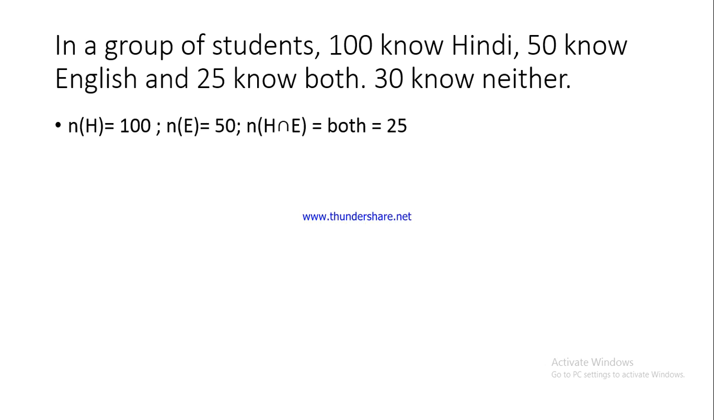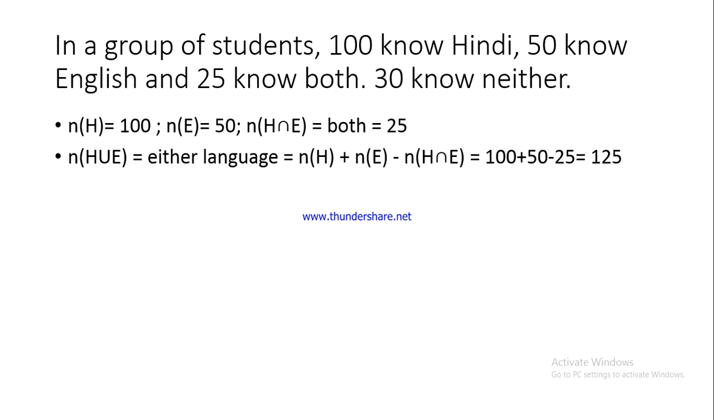The same question, you know already, we have done this in the last question that we attempted, so I'm not going to discuss them in detail. These values were there, have been given here. Now we basically find H union E, either language, and the formula for that is NH plus NE minus H intersection E. So we get the values equal to 125. Now what is NH union E complement? The value is equal to 30.